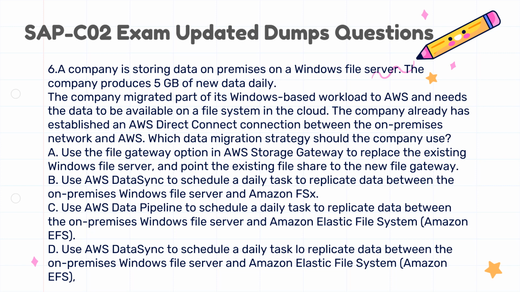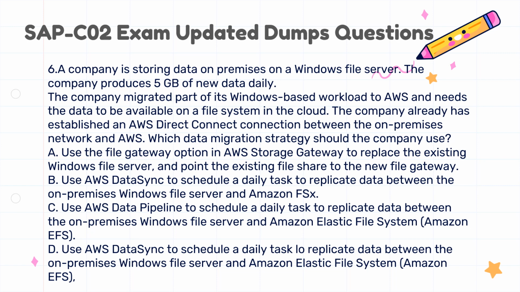A. Use the File Gateway option in AWS Storage Gateway to replace the existing Windows file server, and point the existing file share to the new File Gateway. B. Use AWS DataSync to schedule a daily task to replicate data between the on-premises Windows file server and Amazon FSx.